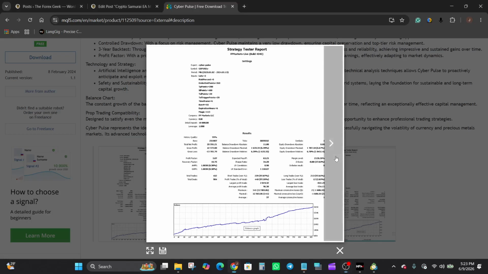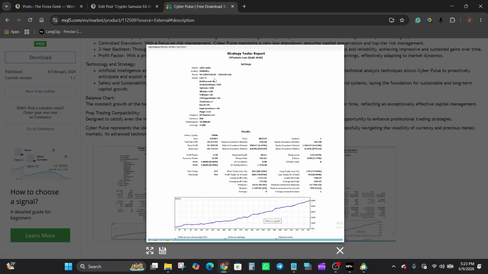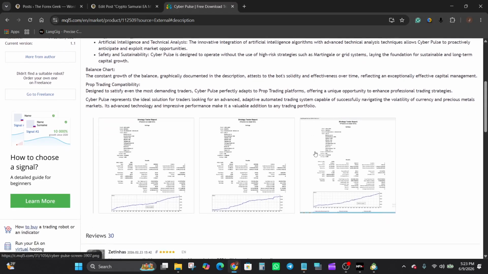Right, so this is one report, and then this shows another report from 2023 to 2024. This was 1st June 2023 to 10th February 2024. And initial deposit was also 10,000. Okay. Total net profit 33,217. Total trades were 377. Short trades 201 with 80% win rate. Long trades 175, 77.84% win rate. All right. So the EA seems to be performing pretty well.